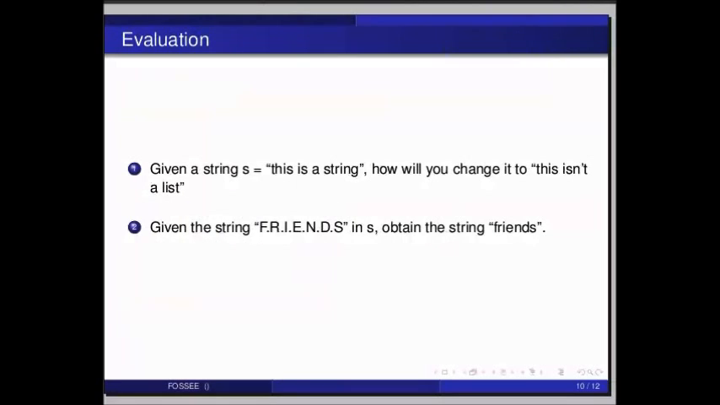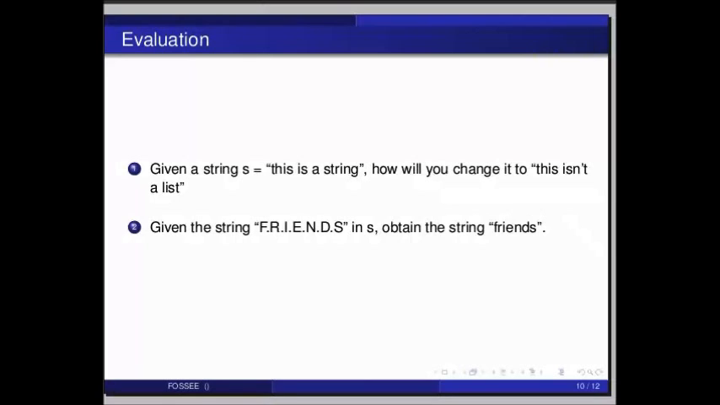So here are some self-assessment questions for you to solve. Given a string s is equal to, in double quotes, this is a string, how will you change it to this isn't a list? Second, given the string friends in s, obtain the string F.R.I.E.N.D.S, where the friends in s is all capital letters separated by dots.